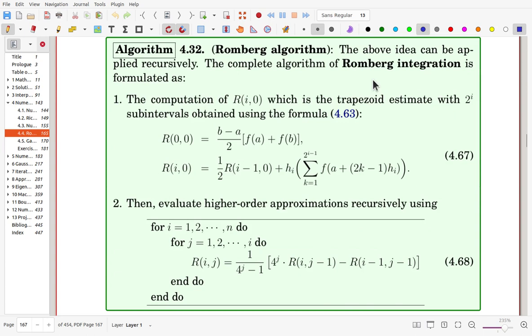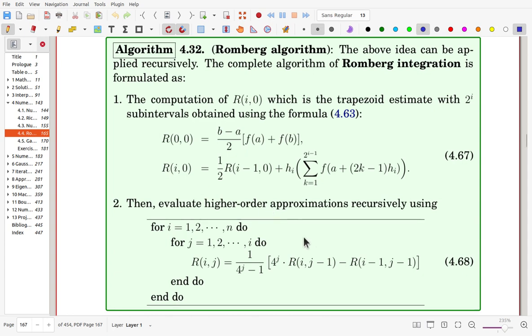The complete algorithm of Romberg integration is formulated as follows. Number one, we need the computation of the zeroth column in the R matrix. In the beginning we use one subinterval, and then two subintervals, four subintervals, 8 subintervals, and so on, so that we fill out the zeroth column of the R matrix. Each quantity in this column is a trapezoid quadrature, but going down, the values are refined, so they are more accurate. By using this recursive trapezoid formula, you can get the values.